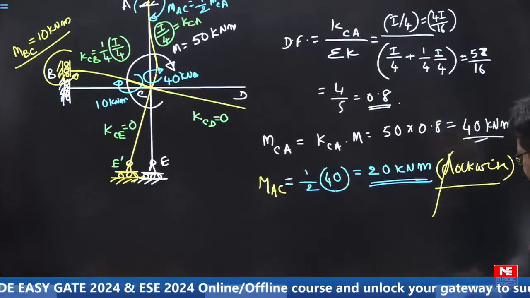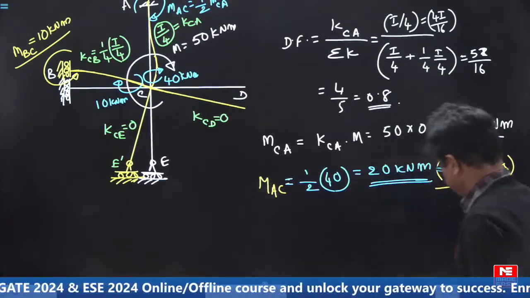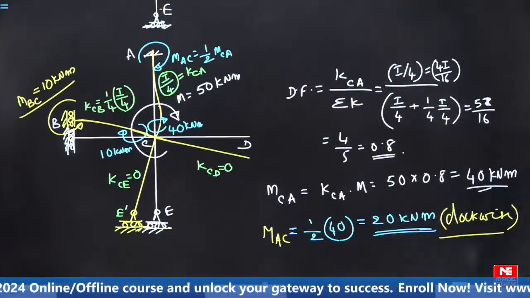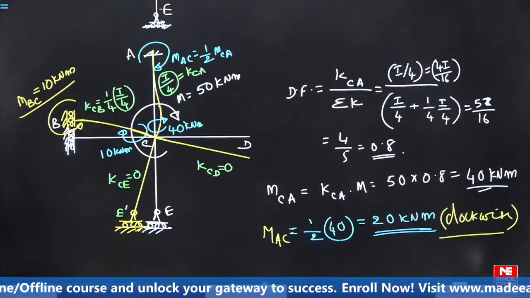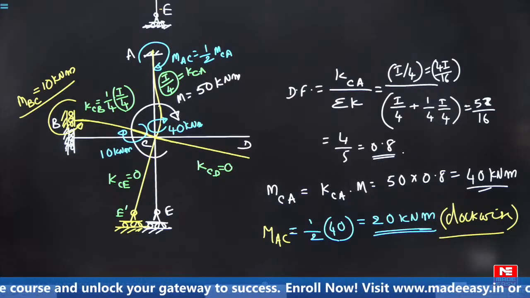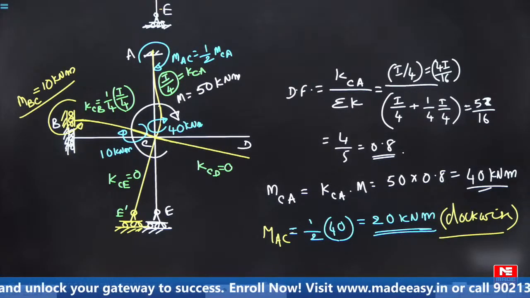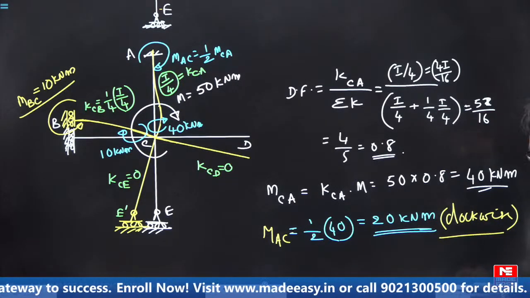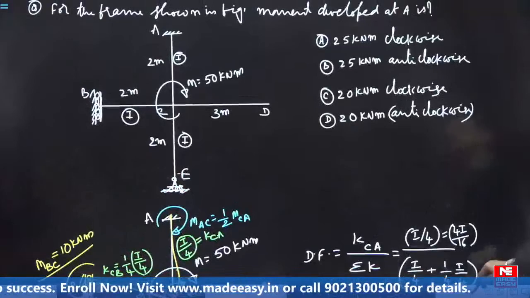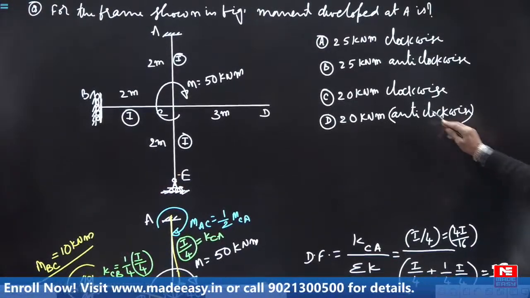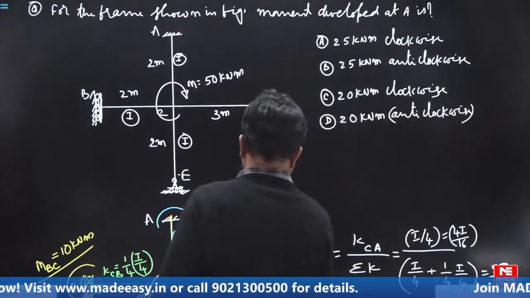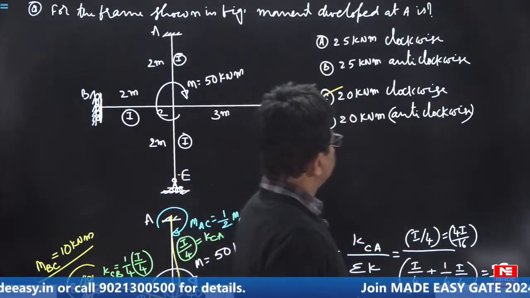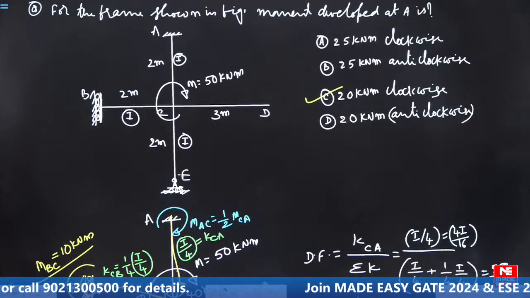See the deflection profile, how it is going. This is the process. Okay, now come to this one. 20 clockwise, so 20 clockwise. 20 kilonewton meter clockwise. C is the answer.